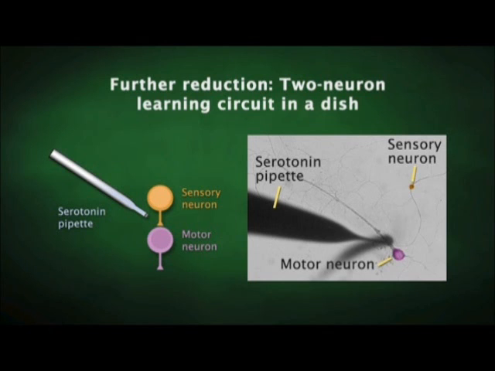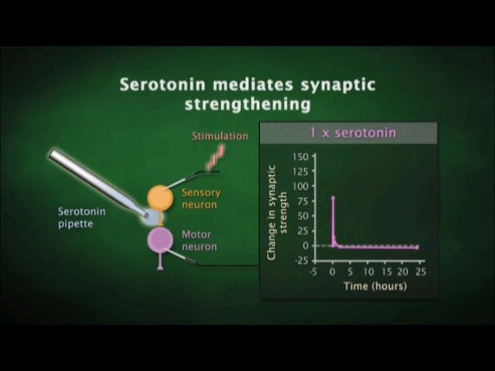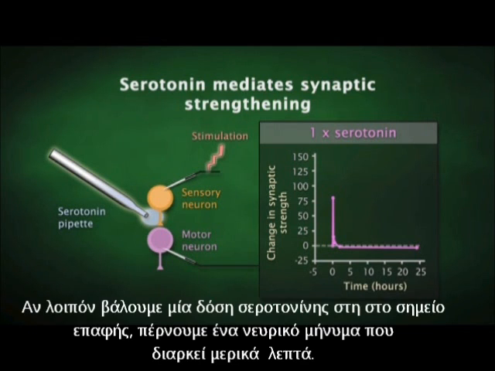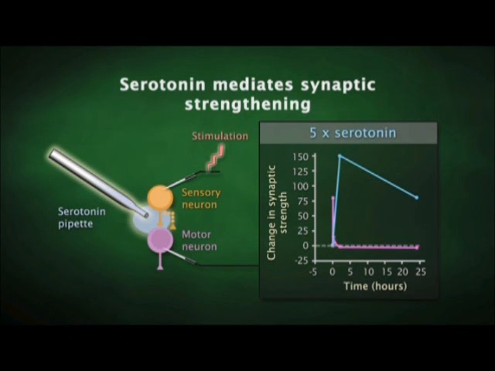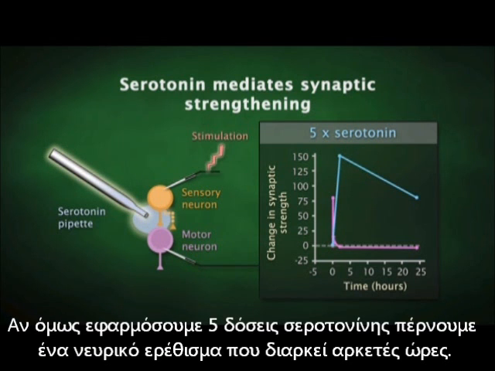We can now puff on serotonin, and we can see what happens. If we puff on serotonin once, we get a transient facilitation of synaptic strength. We're now looking at the amplitude of synaptic strength as a function of time. It lasts minutes. If we now give 5 brief puffs of serotonin, we get a facilitation that lasts more than 1 day.